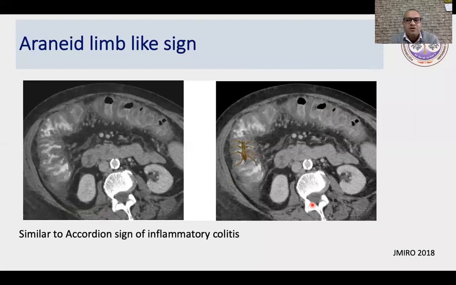Similarly, the radiologic features are also not very specific. They may merely represent thickening of the bowel, or destruction of some of the layers of the bowel, or strictures which might have developed because of the disease. Some signs have been described with eosinophilic gastroenteritis, and here you can see thickening of the colonic mucosa, and then this Araneid limb-like sign, which is similar to the accordion sign reported in inflammatory colitis.